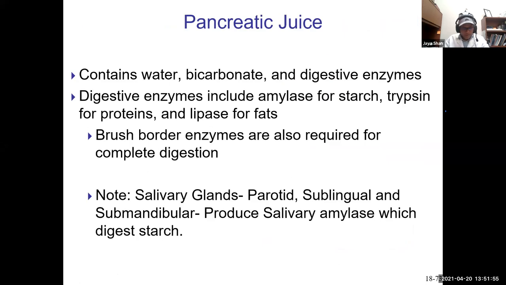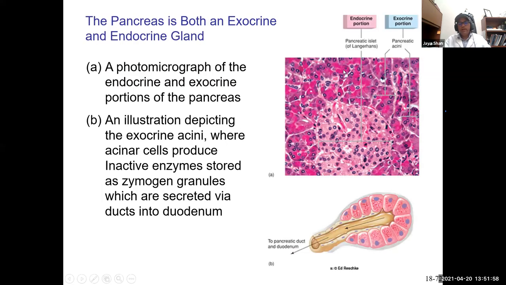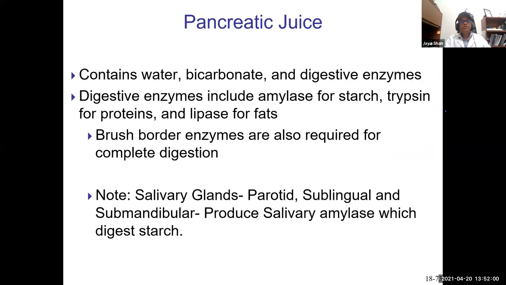So what is the pancreatic juice? The pancreatic juice contains water, bicarbonate, and digestive enzymes. The digestive enzymes include amylase for starch, trypsin for protein, lipase for fats, and some brush border enzymes are also necessary for activation of trypsin and chymotrypsin. So the pancreas releases trypsinogen and chymotrypsinogen, and the brush border enzymes activate them. Note, the salivary glands, parotid, sublingual, and submandibular, also produce salivary amylase, which digests the starch, okay?